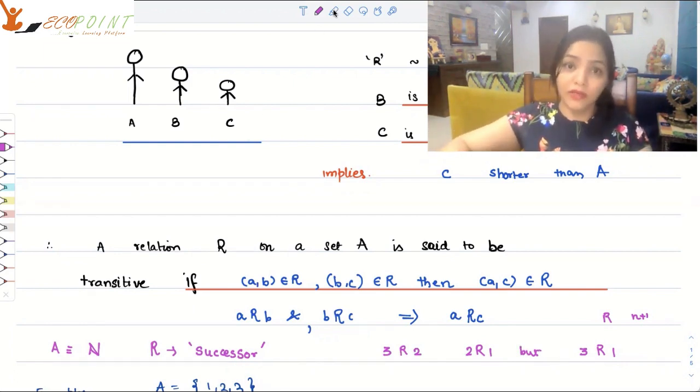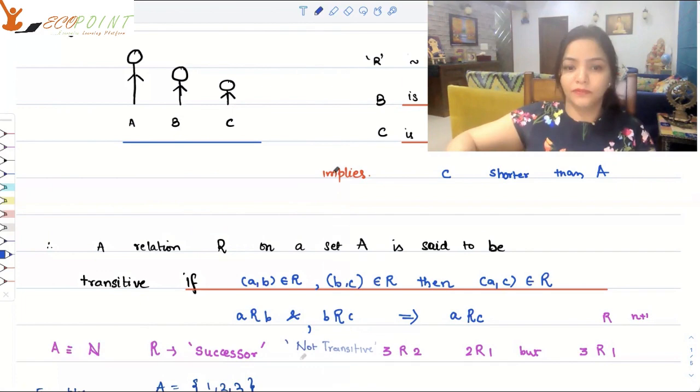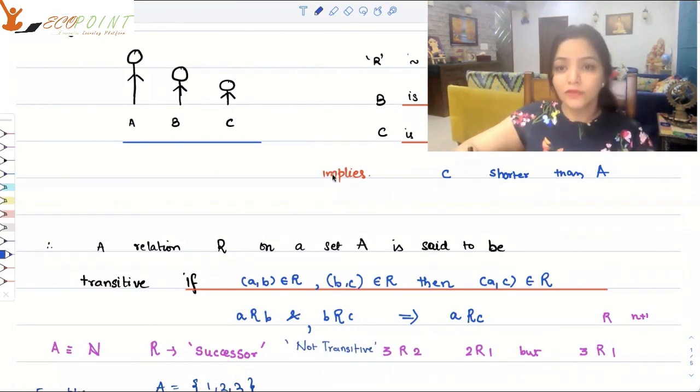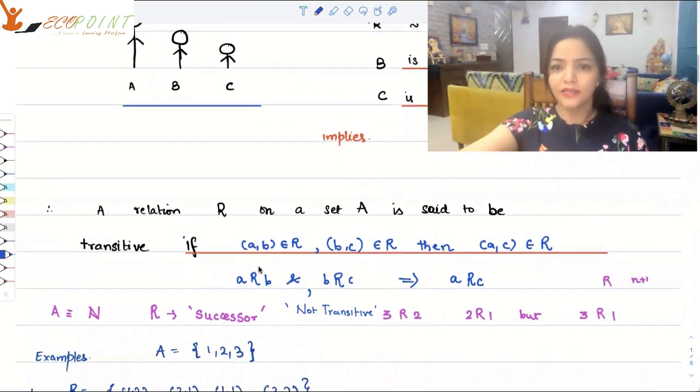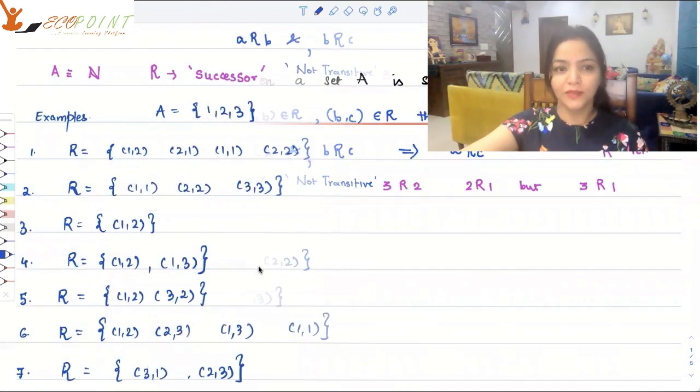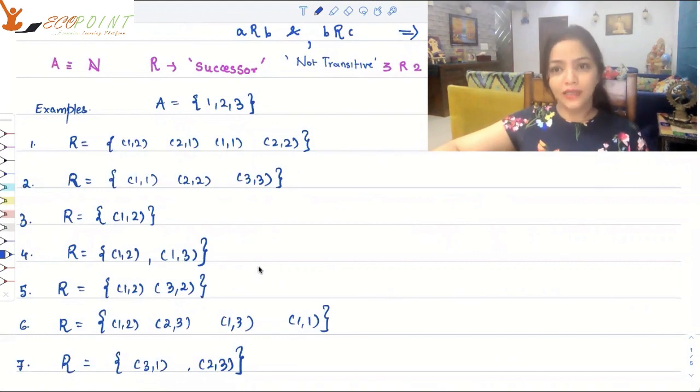So when you are learning about transitivity, it's important to understand what is not transitive. Clearly, the relation defined like this is not transitive. Let's understand transitivity with more examples now. I'm taking a general set A, which consists of 3 numbers, 1, 2, 3. And these are the relation sets that I have created. Let's figure out whether this relation is transitive or not.